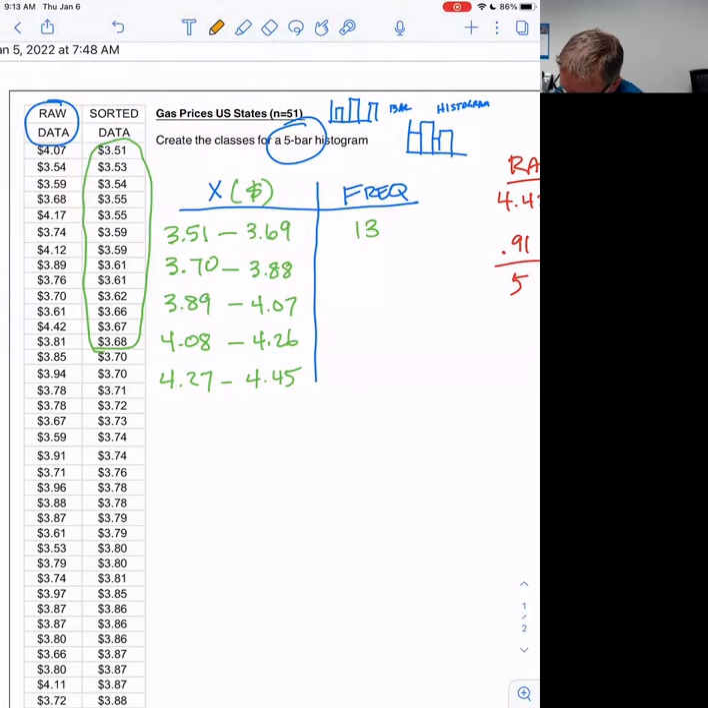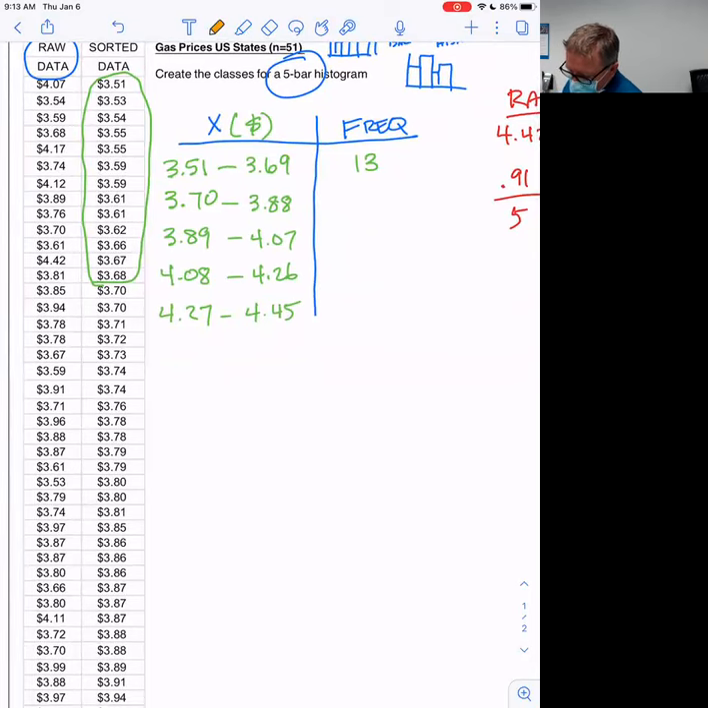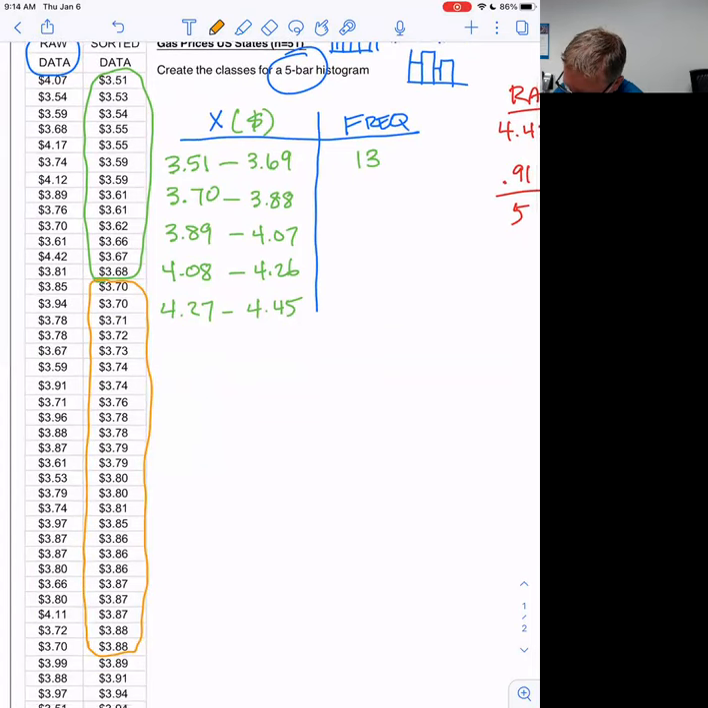And then up to 3.88. You might notice you had some that were right on 3.88 and some that are right on 3.89. So that's why even one penny here makes a lot of difference in terms of where each of those gas prices goes. So there's a lot of them in this class. I don't think I can even count that high. 6, 7, 8, 9, 10. I got 24. Hope I didn't count that wrong.